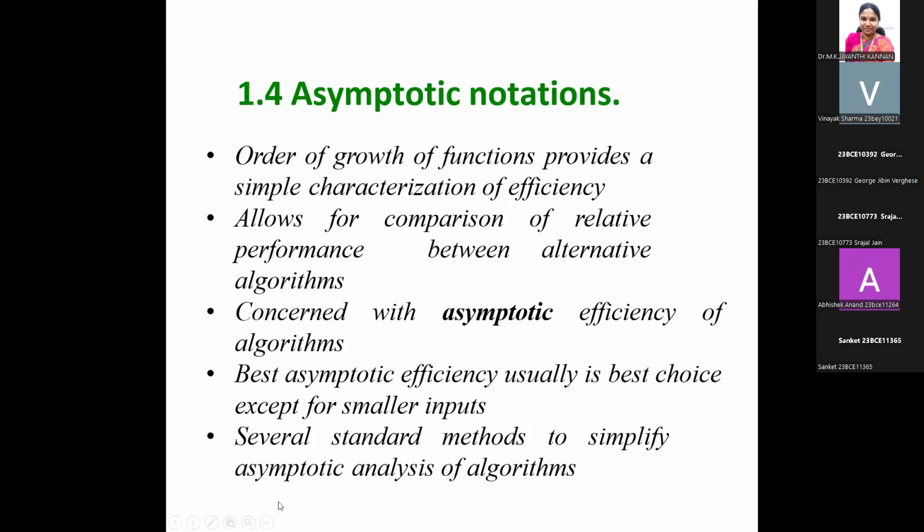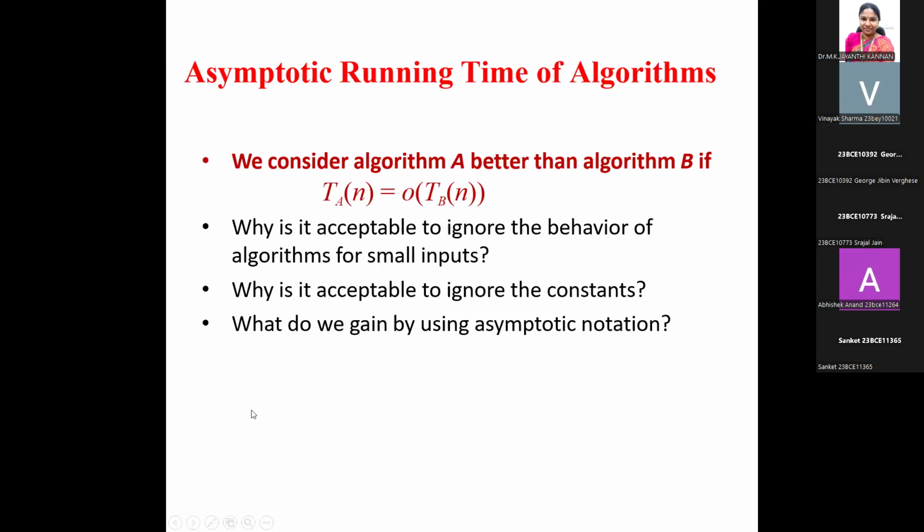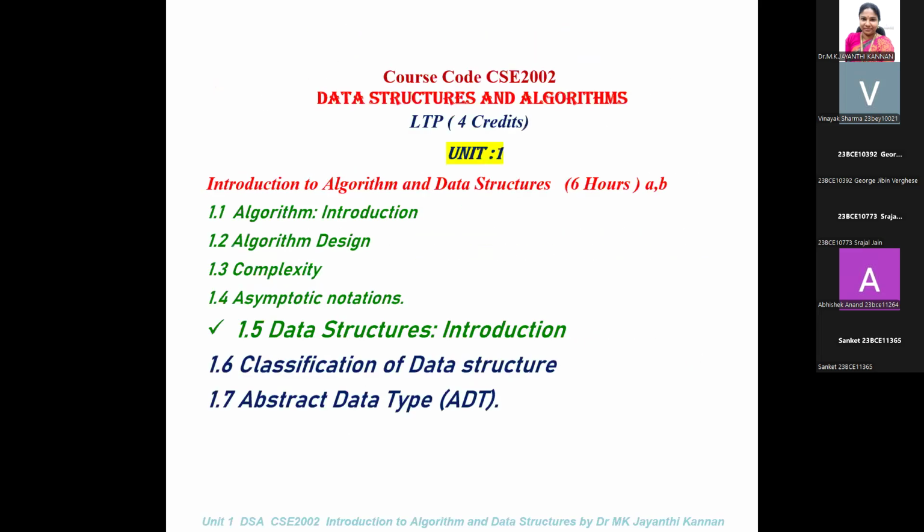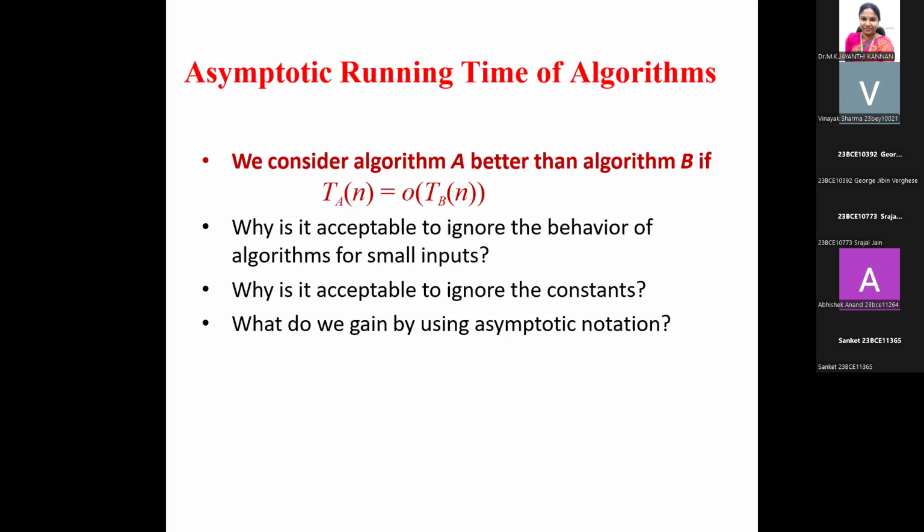Several standard methods to simplify the asymptotic analysis of algorithms are given. We consider algorithm A is better than algorithm B if the time complexity of A is n and the time complexity of B is again n. So A is equivalent to B if both are big O of n. Why is it acceptable to ignore the behavior of the algorithm for smaller inputs? Because when the inputs are very few, many of the algorithms will produce the same type of result.